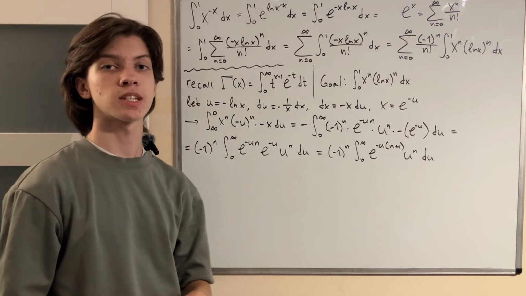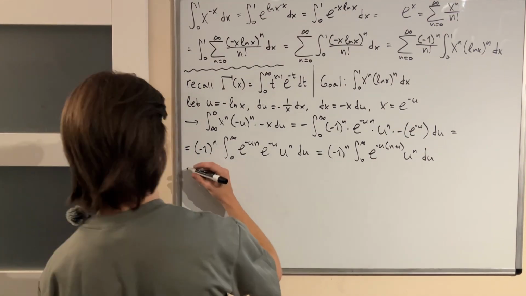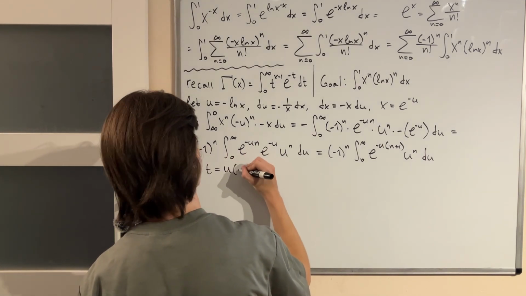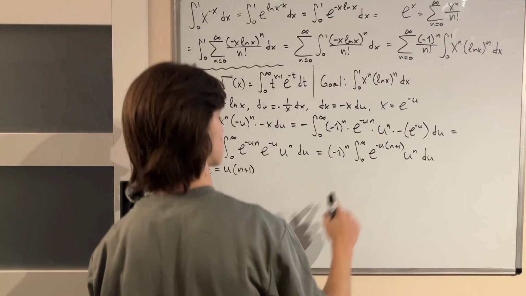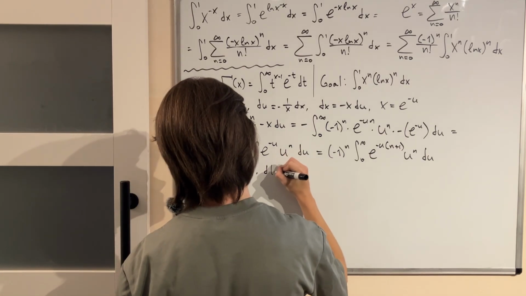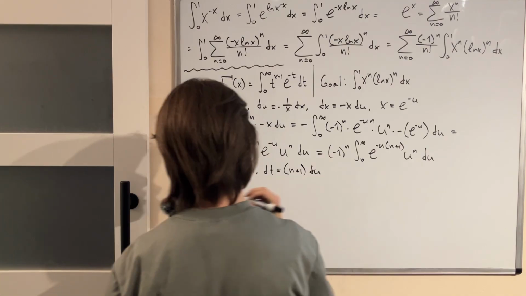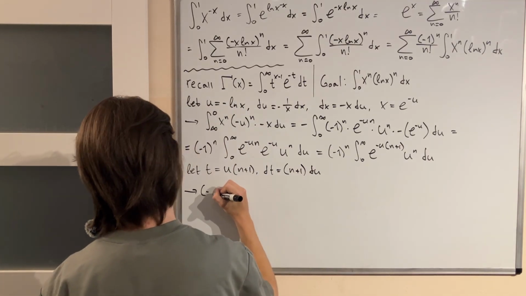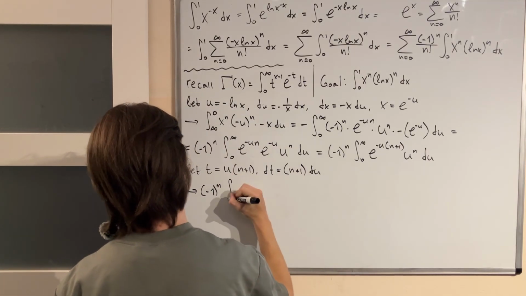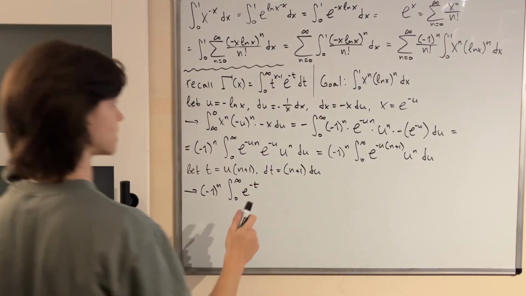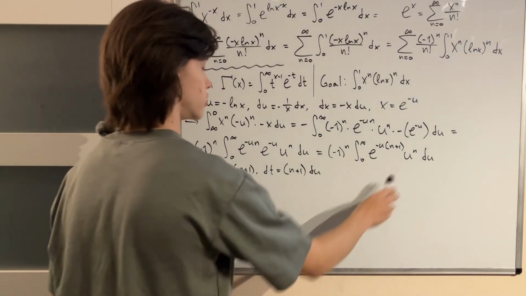We can make one last substitution here for the exponent. Let's have t, for example, equal to u times n plus 1, which is right here. And so we get that dt is equal to n plus 1 du. And so we get the result of minus 1 to the n times the integral from 0 to infinity of e to the minus t. Oh, look at that. That's our gamma function. And then u to the n.